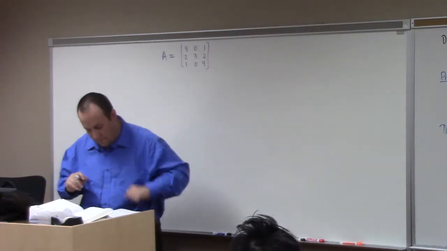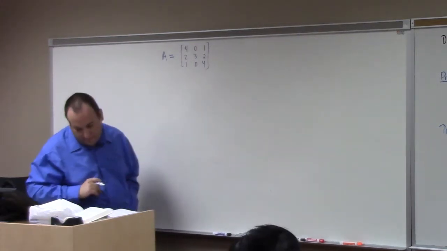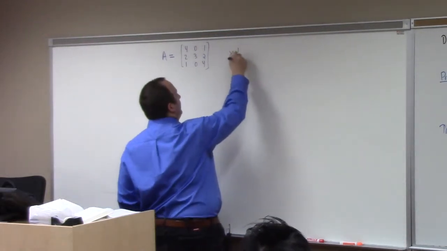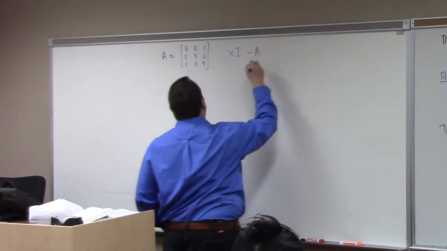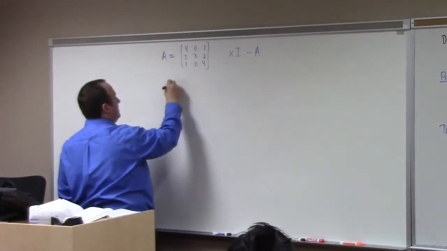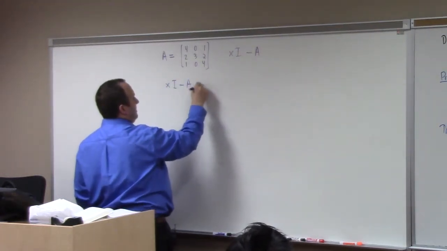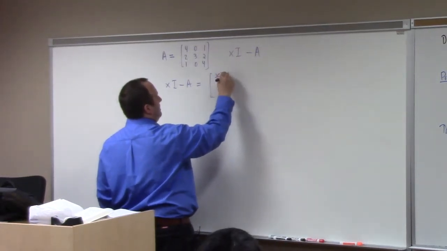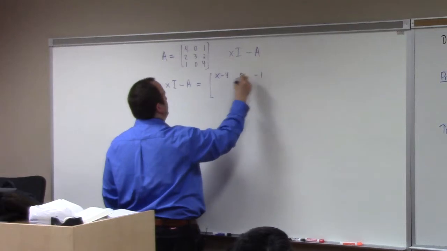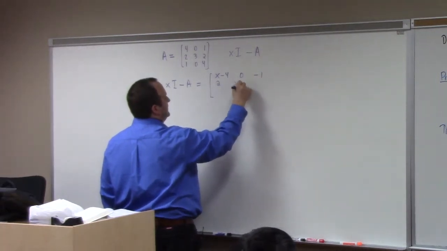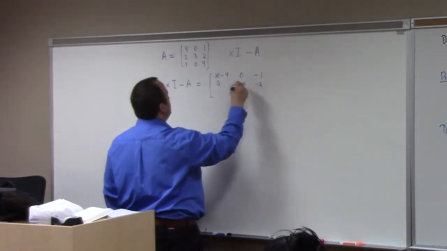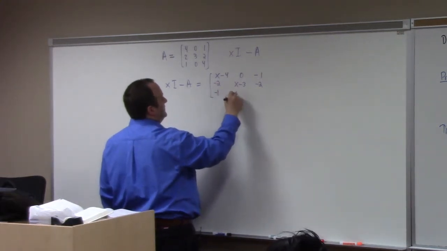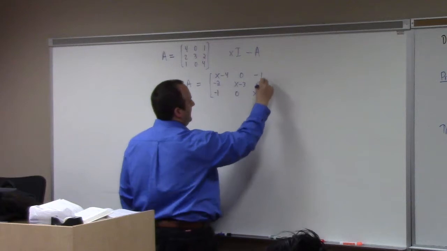All right. So Smith normal form. What do we look at? We look at xI minus A. All right, so xI minus A is what? So x minus 4, 0, minus 1, 2, x minus 3, minus 2, minus 2, minus 1, 0, x minus 4.